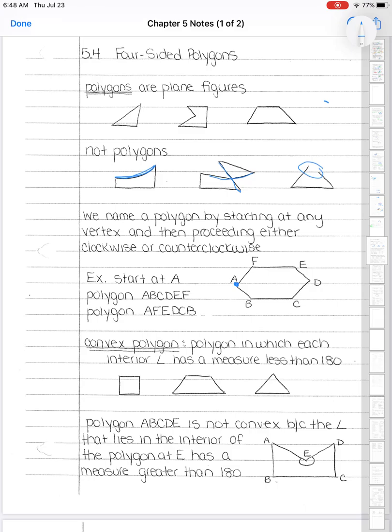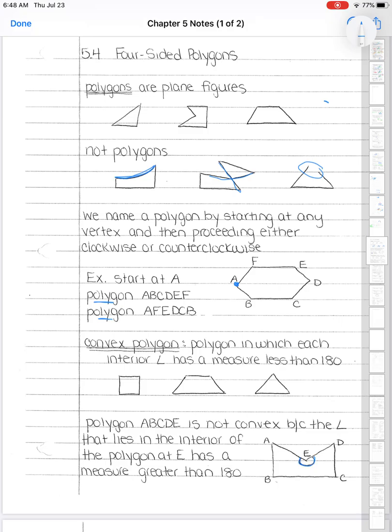So we name a polygon by starting at any vertex and then proceeding either clockwise or counterclockwise. You have the option. But wherever you start, you've got to be consistent. So you can't bounce around. So you're either going to go clockwise, so A, F, E, D, C, B, or you're going to go counterclockwise, A, B, C, D, E, F, either one. And in this case, you have to use the word polygon in front.